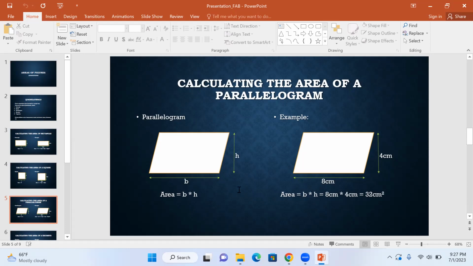Well, the slide we're talking about shows how we can calculate the area of a parallelogram, whereby the area of a parallelogram is given by base times height. In our first example, we have our base as 8 centimeters and the height is 4 centimeters. So for the area, we multiply the base times height, that is 8 centimeters times 4 centimeters, and we get our answer as 32 centimeters squared.